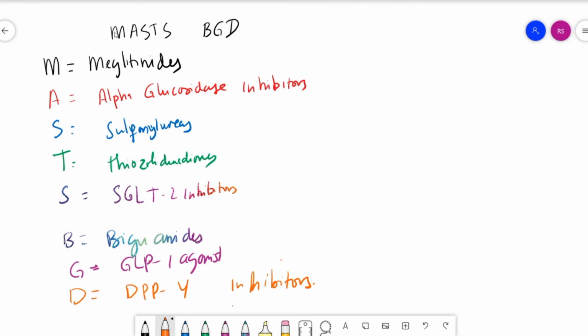So you can memorize this using the mnemonic MASS BGD, which is meglitinides, alpha-glucosidase inhibitors, sulfonylureas, thiazolidinediones, SGLT2 inhibitors, biguanides, GLP-1 agonists, and DPP-4 inhibitors. You can classify these based on their functions, or you can just use this mnemonic. Now I'm going to talk to you about the different kinds of these medications in detail, and also give you some nursing considerations.